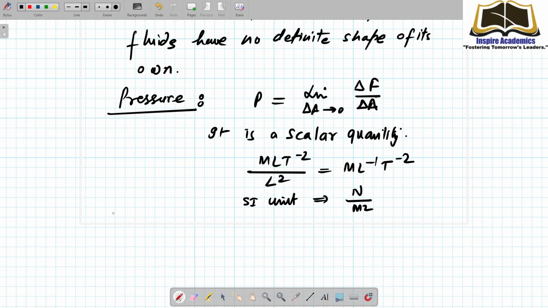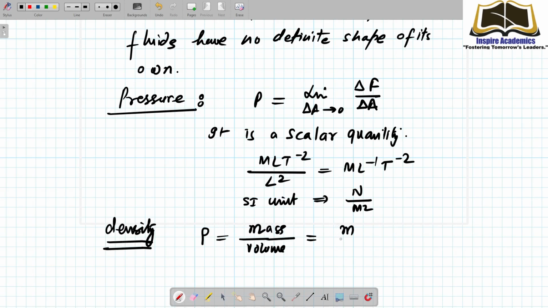Another quantity that we will most often use while dealing with fluids in this chapter will be density. The density is represented by rho and it will be equal to mass upon volume. You are already aware of it. M upon V. So ML minus 3 would be its dimension.